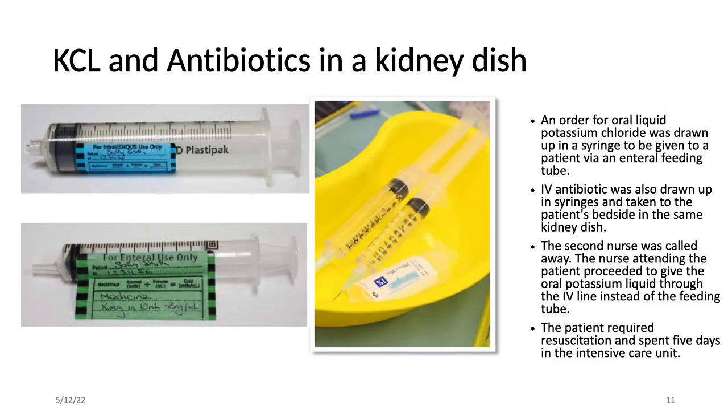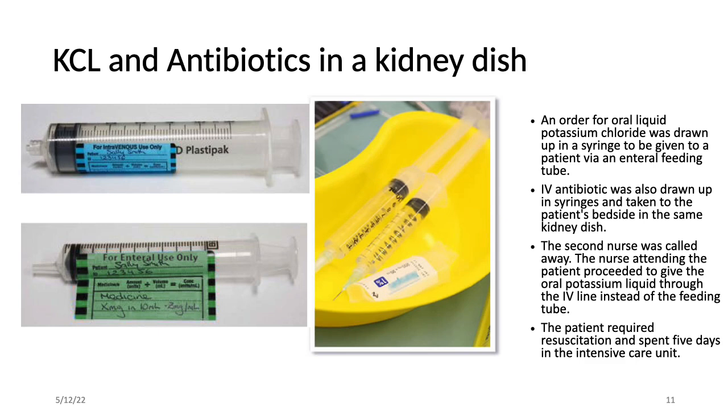An order for liquid potassium chloride was drawn up in a syringe to be given to a patient via an enteral feeding tube. At the same time, an IV antibiotic was also drawn up in a syringe and taken to the patient's side on the same kidney dish. The second nurse was called away. The nurse attending the patient proceeded to give both the oral potassium and the antibiotic through the IV line instead of the feeding tube. The patient required resuscitation.